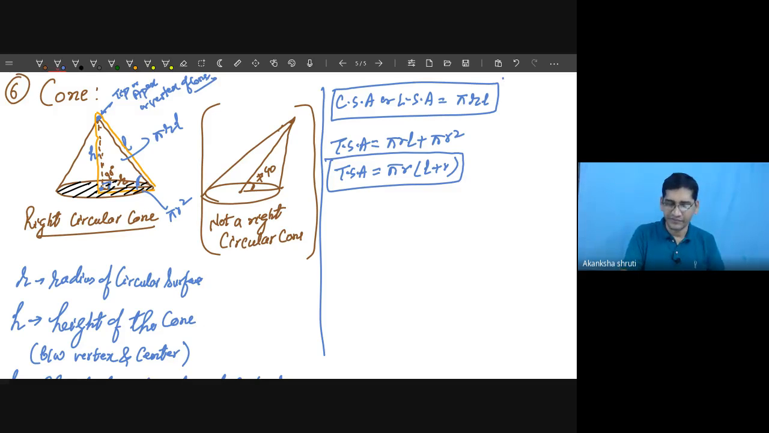Now coming to the volume. A very interesting thing. Do not worry about how it is derived. You just keep in mind the volume is 1/3 the volume of the corresponding cylinder.